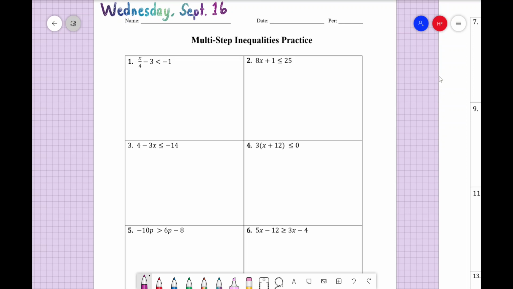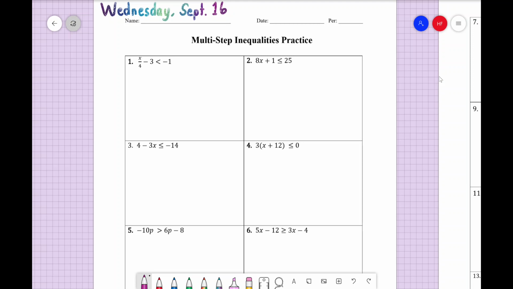Today we're doing multi-step inequalities. So yesterday we did 1 and 2 step. Today we're going to be doing multi-step. That means just like with our equations, where we could have had a bunch of steps, we can have multi-step inequalities as well. So we're going to solve them the same way that we were doing yesterday.